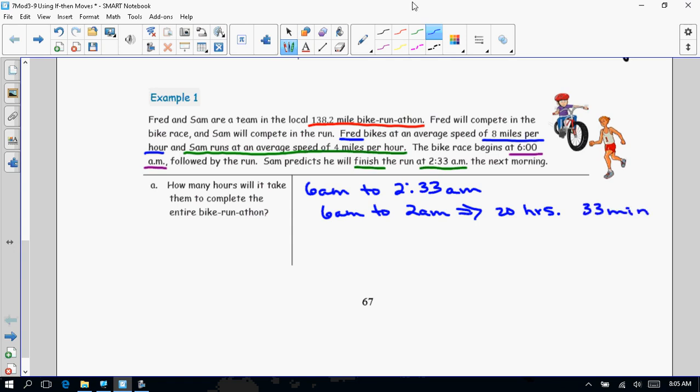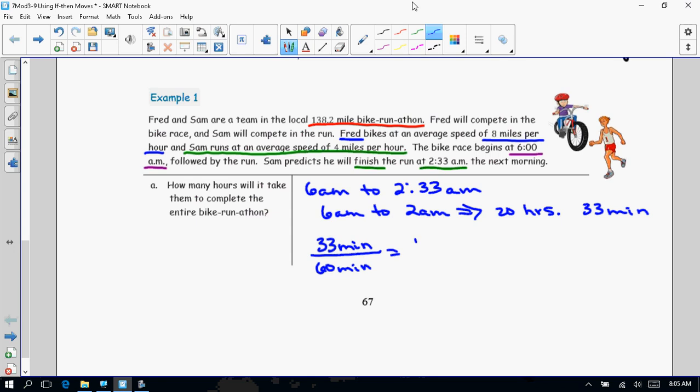Well, I need everything in hours because we're trying to figure out their race, and we want to figure out how long it's going to take each one and how many miles they're going. So I need it to be in miles per hour because the rates are in miles per hour, not miles per minute. So I've got to change my 33 minutes into hours. I'm going to divide that by 60 minutes so that I can get this into miles per hour. So I'm going to reduce that.